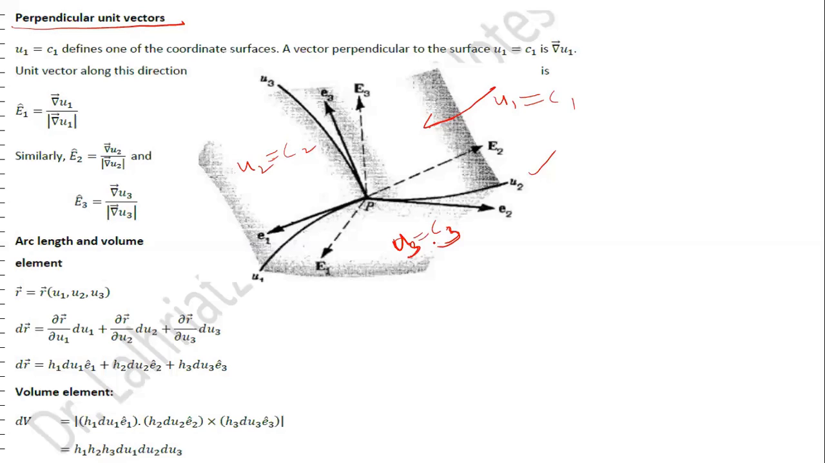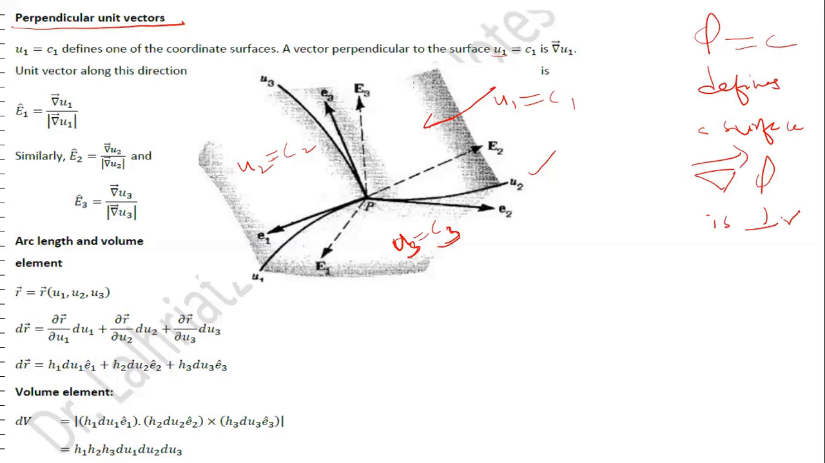If you remember when we discussed gradient, I think I have proved that. If phi equal to c defines a surface, grad phi is perpendicular to the surface. This we have proven, right? Phi equal to c surface we discussed. If we take a grad phi, then that grad phi is along the perpendicular direction to the surface, that we have proved. So similar to that, u1 equal to c1 is one surface.